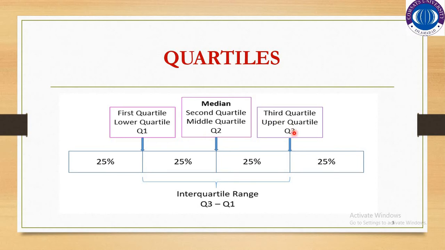Q3 is the third quartile, also called the upper quartile, and this is the cut point above which is 25% of the area. The area between Q2 and Q3 is 25%, and total area below Q3 is 75%, 25 plus 25 plus 25%. And this one is the interquartile range, which is basically Q3 minus Q1. So it is basically this particular area, and this is the interquartile range.